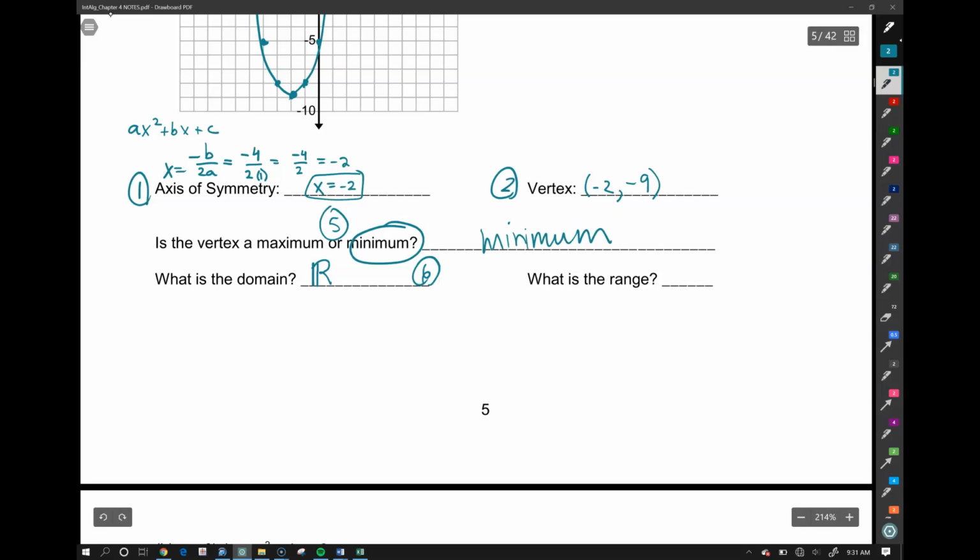And lastly, the range. Where on our parabola is y equal to negative 10? Nowhere, right? Because the lowest it goes is negative 9. All the y values are either negative 9 or greater. So we're going to write an inequality. y is going to be greater than or equal to negative 9. Because I have a minimum, all of my y values have to be bigger.